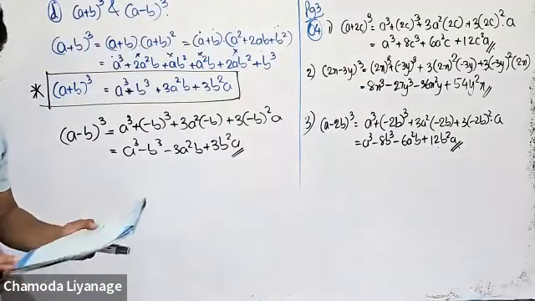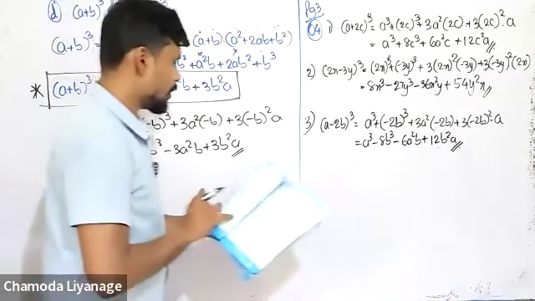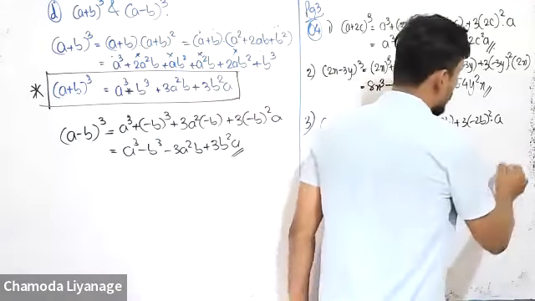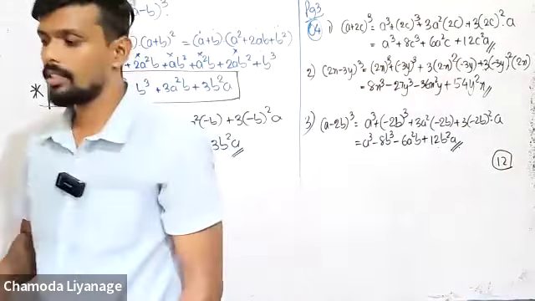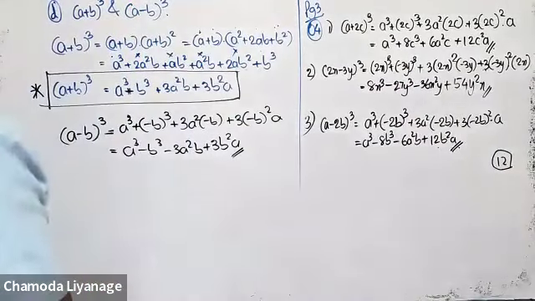Okay. And so there are 12 questions. We have to try them all. So try all the questions, right? So there are 12 sums. Do them all.